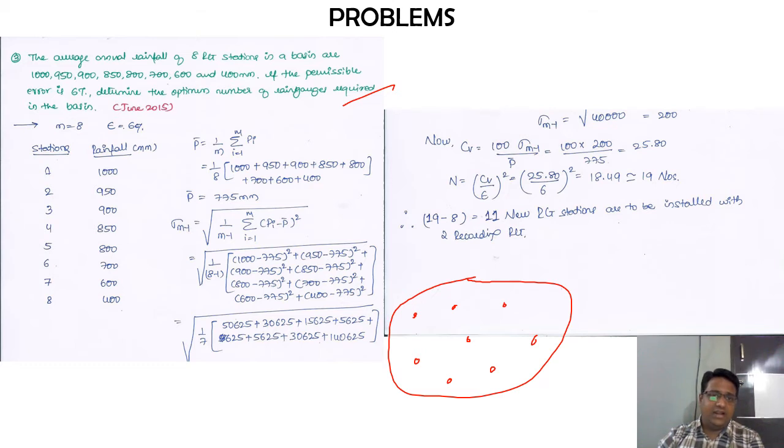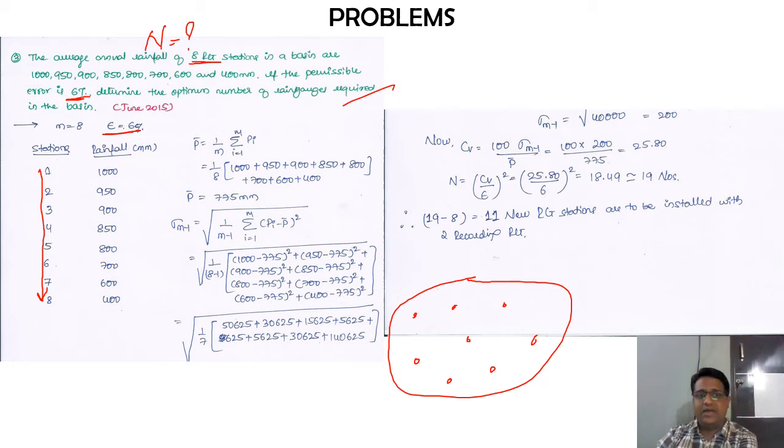If 8 rain gauge stations are there, then for an error of 6%, that is your epsilon value limited to 6%, what will be the optimum number of rain gauge stations required? That will be your N value. So the value of capital N is being asked in this question. Since they have not given any names, you can give it as 1 to 8 or A, B, C, D, E, F, whatever nomenclature you like.